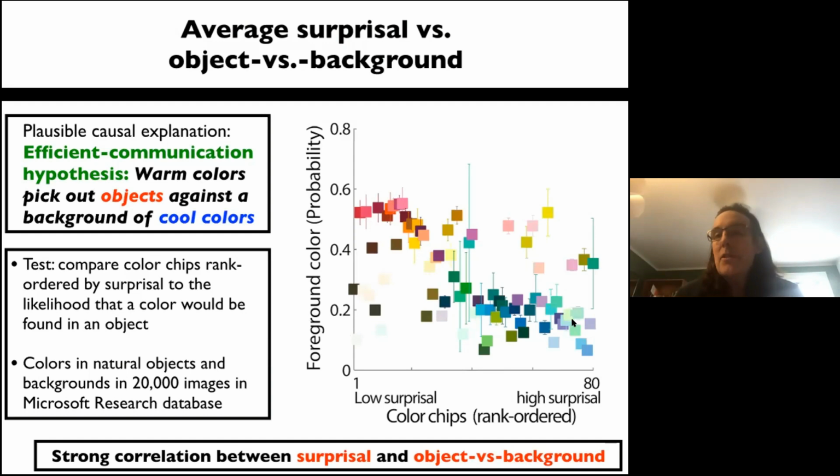These things are mostly in backgrounds. And these warm things are mostly in objects, more likely to be in objects, okay? Backgrounds are much bigger than foregrounds in these pictures. There's not much stuff going on here. So that's why these probabilities are so low of these things being in an object at all. But the intuition is very clear.